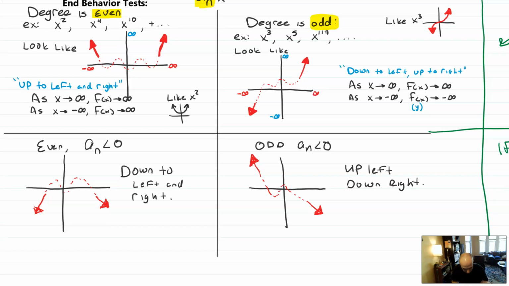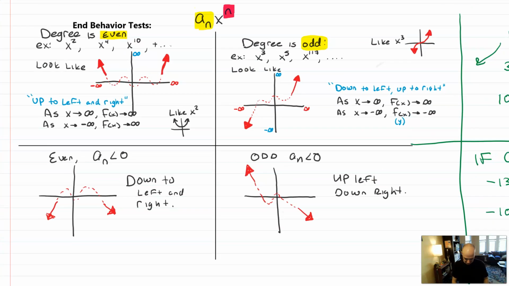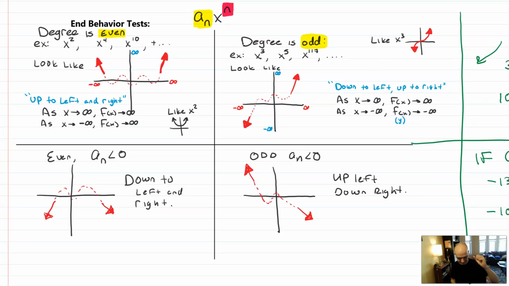And you could also put this in the more fancy notation. I'm not going to do so, but you would just switch the positives and negatives on those infinities. So these are called the end behavior tests. You're looking at the leading coefficient and you're looking at the degree. And if you know that, you can sort of sketch the left and right ends of your graph before you even begin doing anything else.